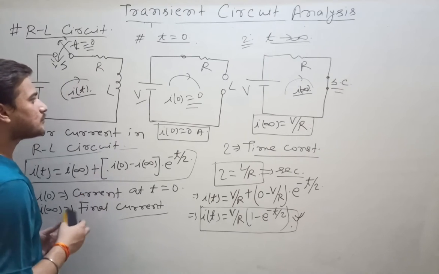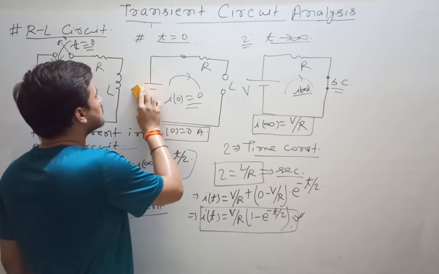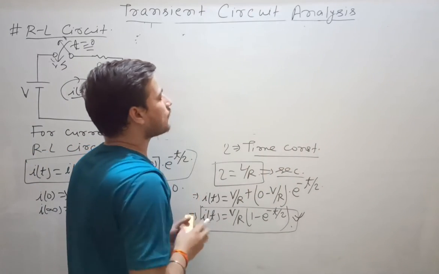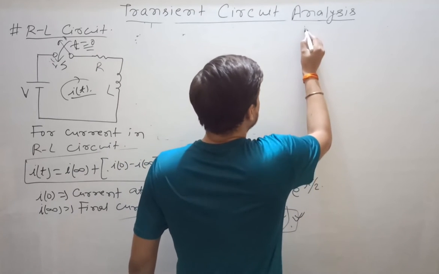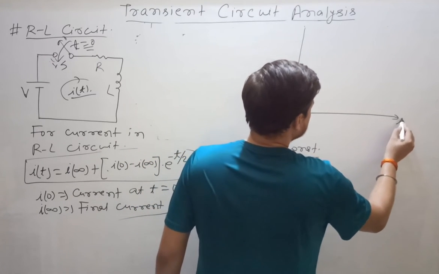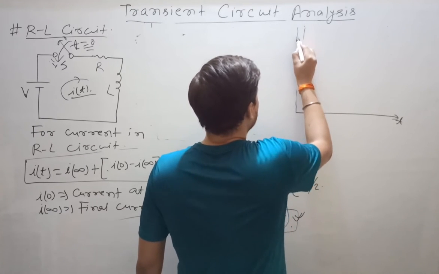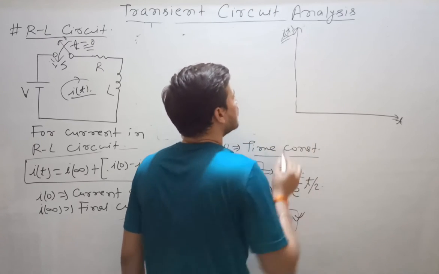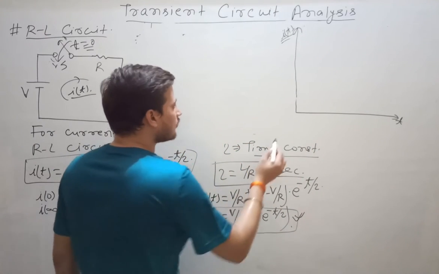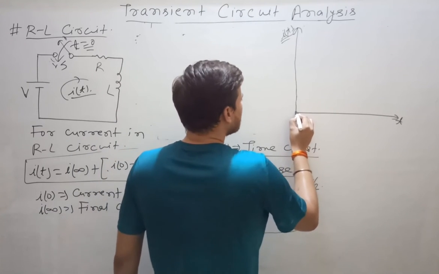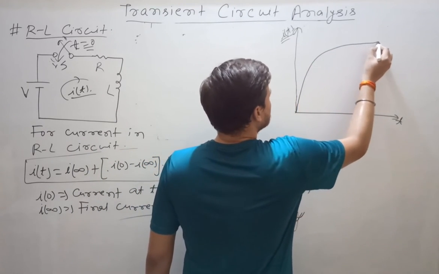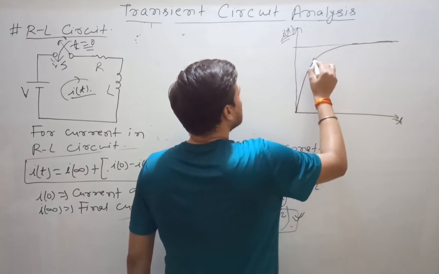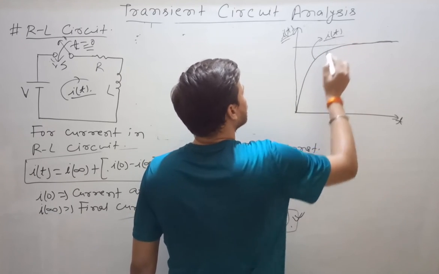Clear? So now we have to draw the graph of current in an RL circuit. The vertical axis is current and the horizontal axis is the time axis. Here you will see that at time t equal to 0, current is 0. Now the current will increase like this and then go like this. So this is the waveform of current I(t).